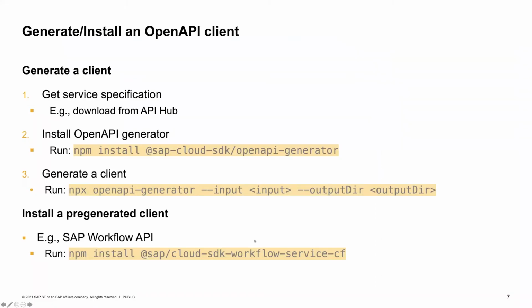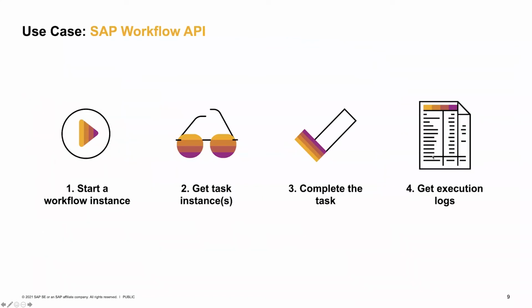Okay, back to the slides quickly. So the use case that I will show you today contains 4 steps again. First of all, I will start an instance of the workflow. So we saw the workflow before, and I will start an instance of this. So what we saw was the definition, and I will start an instance. The second part will be, I will see what tasks this instance has. The third step will be to complete the task. And in the last step, I will show you how to get the execution logs. Just to complete the example here.